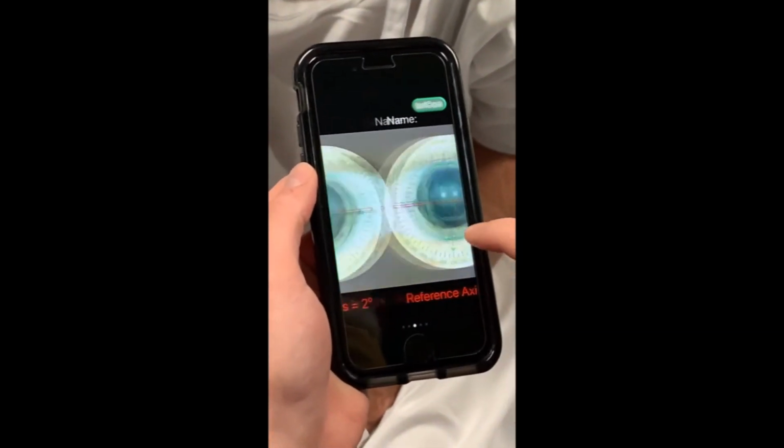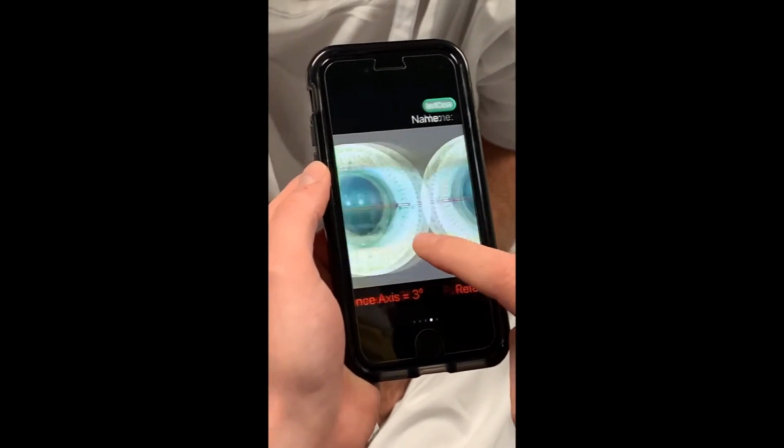Okay, so that's about 3 degrees. Good. So then once you've marked the reference axis and confirmed where it is with the toric arm, you then need to align the required toric axis relative to this.